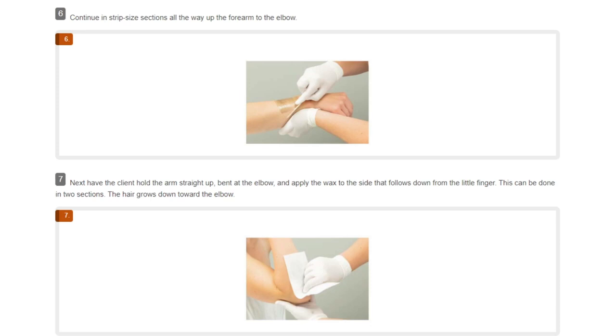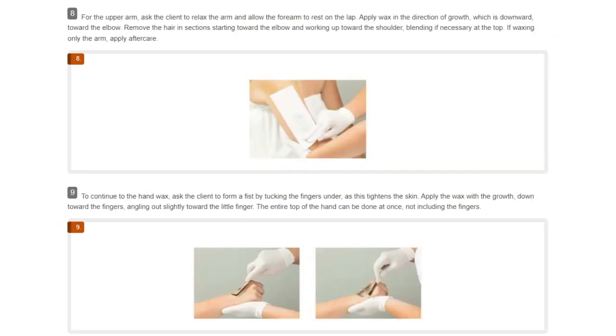7. Next, have the client hold the arm straight up, bent at the elbow, and apply the wax to the side that follows down from the little finger. This can be done in 2 sections. The hair grows down toward the elbow.